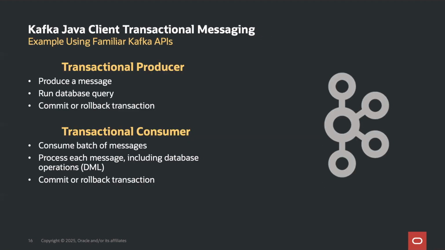In the Kafka Java Clients example, we'll use transactional messaging with a producer and a consumer to produce messages, run database queries, and commit or roll back transactions. Let's see how this works with the producer.